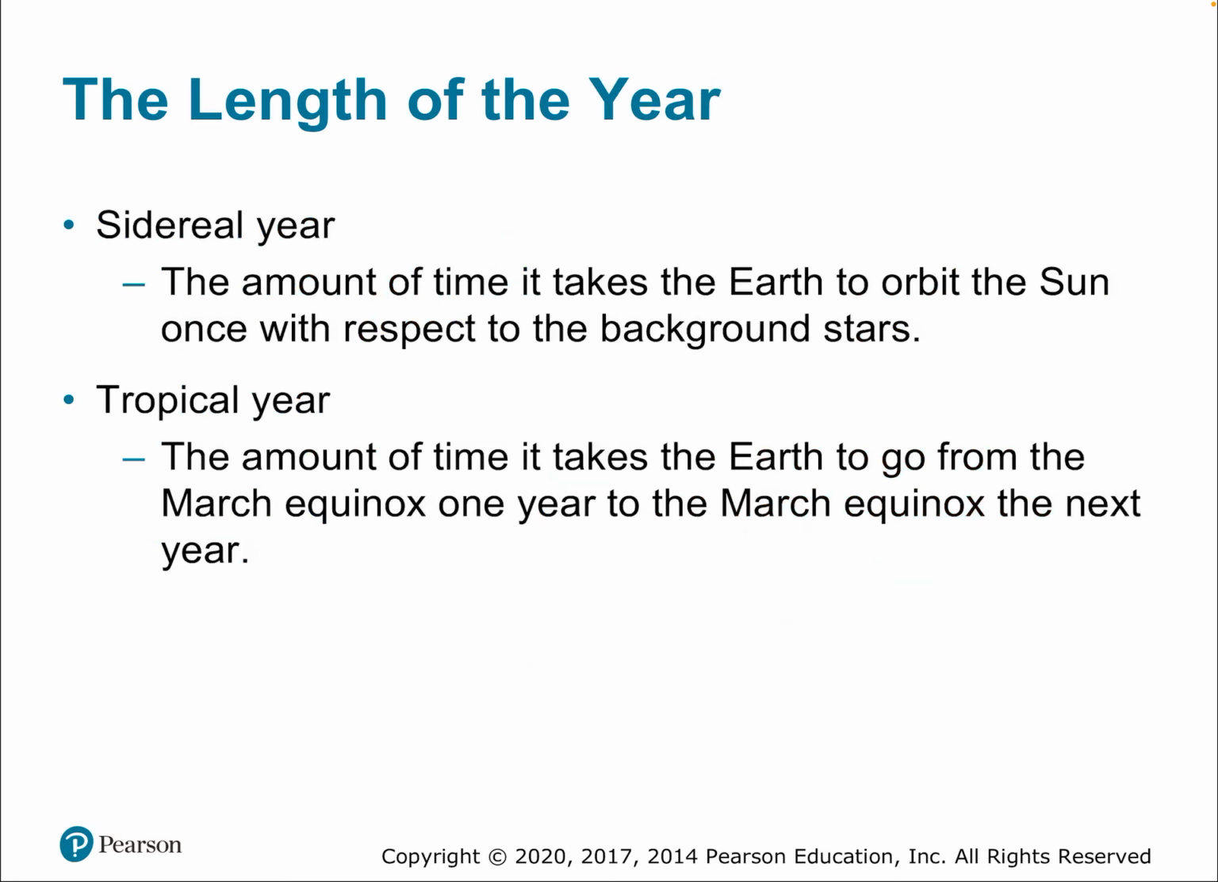Okay. All right. There's also, if we're talking about years, a difference between a sidereal and tropical year. What's that? Well, as you can see, there's a trend here. The sidereal year is the amount of time it takes the Earth to orbit the sun once with respect to background stars, okay, which is just some fixed backdrop.